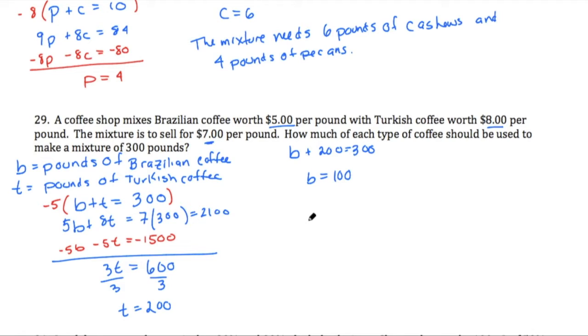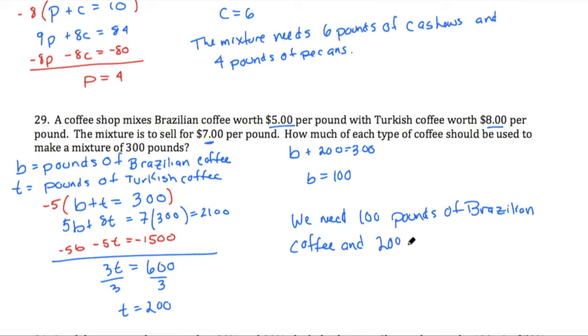So let's just go ahead and finish this off with a nice summative sentence that says we need 100 pounds of Brazilian coffee and 200 pounds of Turkish coffee.